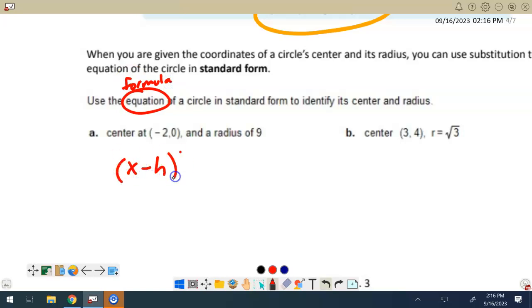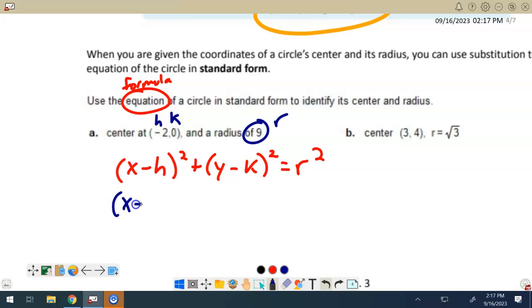(x - h) squared plus (y - k) squared equals r squared, right? The center is at -2, 0. That's my h and my k. The radius is 9. That's my value for r. So this is about as easy of a problem as we can get with this material. They give us all the numbers we need. We just got to plug them into the formula.